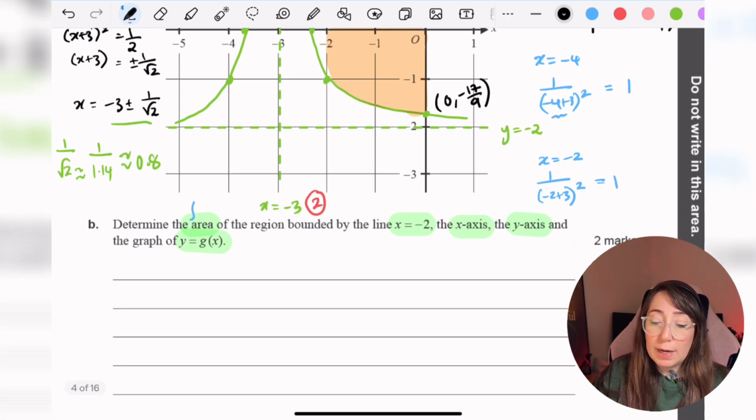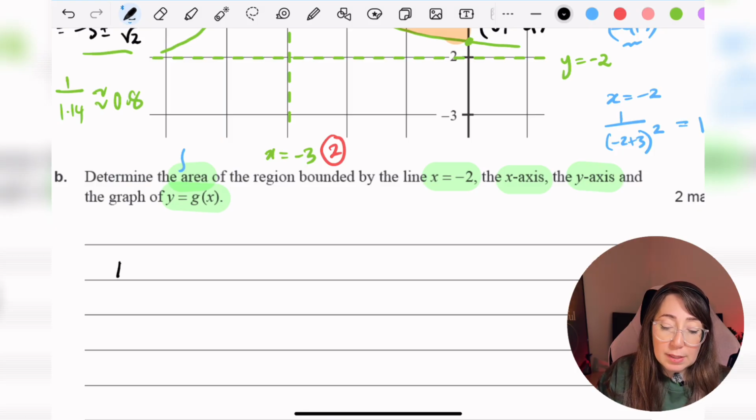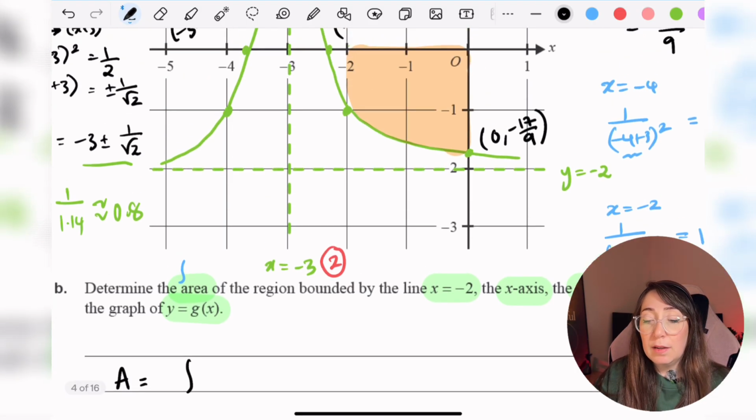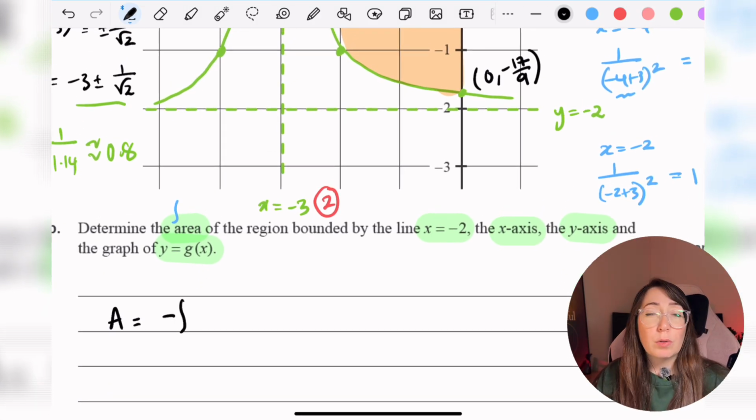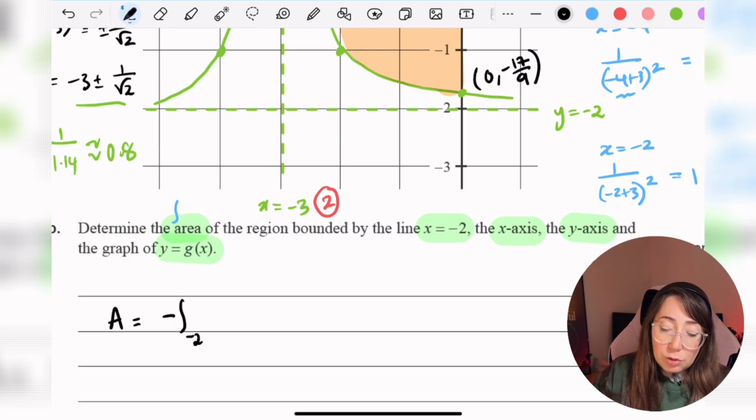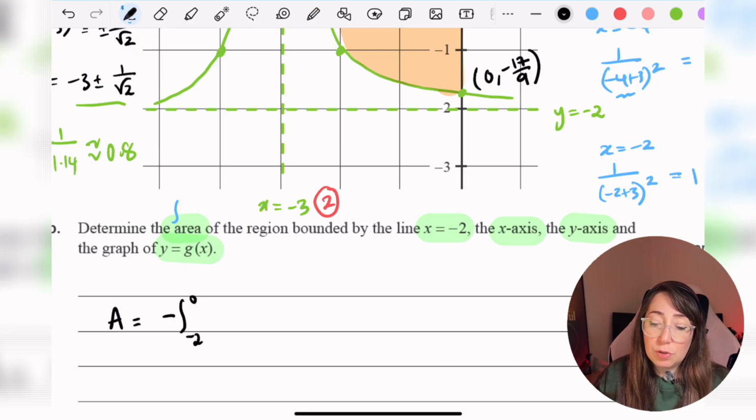Okay, so what we're going to do is try to set up a correct integral to start off with. So we have the area is equal to. Now, because the area, that shaded area, is below the x-axis, we actually need to put a negative, or alternatively, you can flip the bounds around, whichever one you prefer. And we're going to integrate it between 0 and -2 of the function.